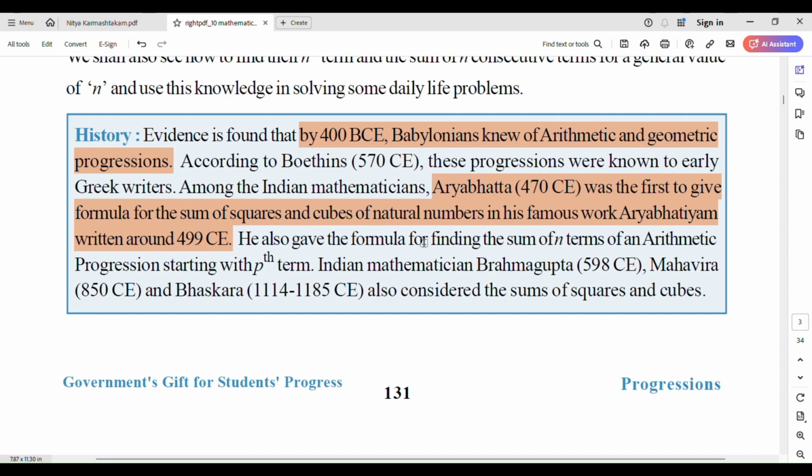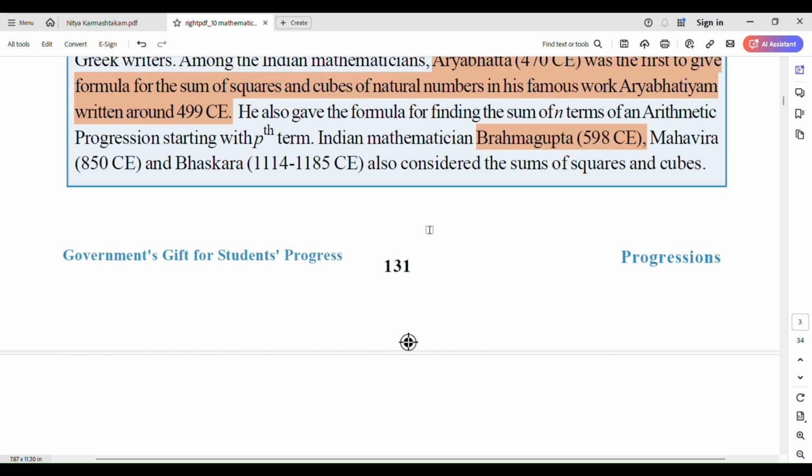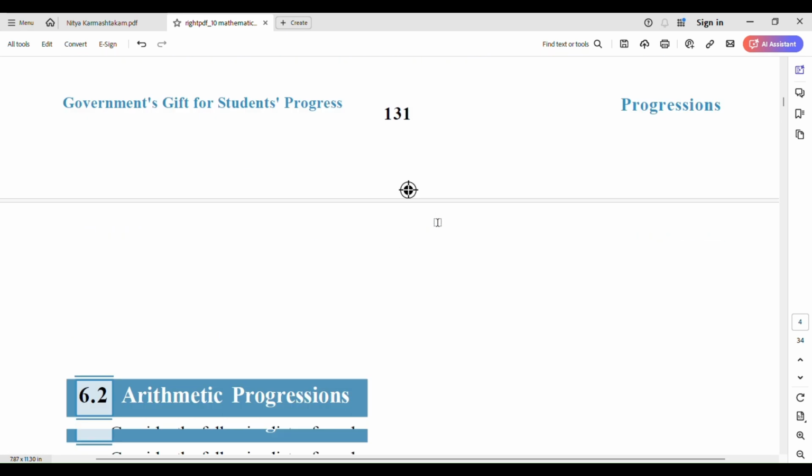And another Indian mathematician, Brahmagupta, in 598 CE, and Mahavira and Bhaskaracharya also considered the sum of squares and cubes. So this is the history of progressions. It is as old as 400 BCE. That means they were observing nature very well and trying to formulate nature's progressions or series patterns.